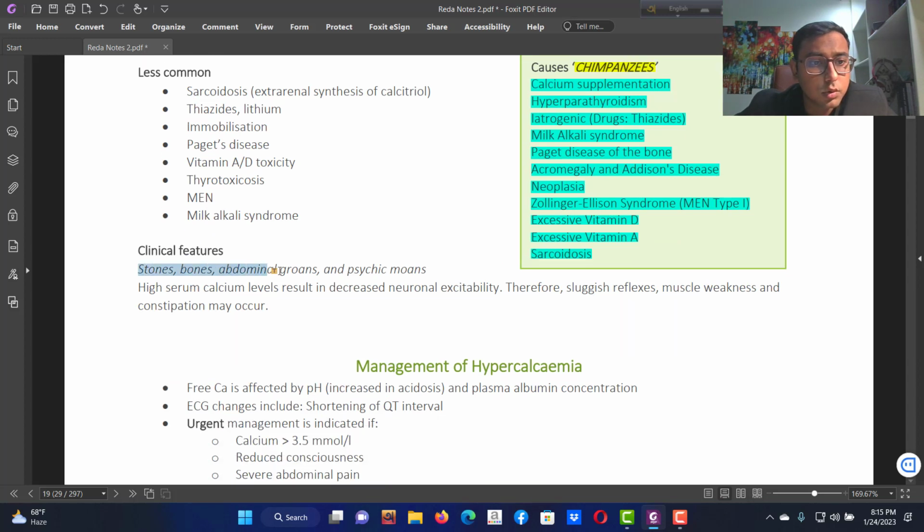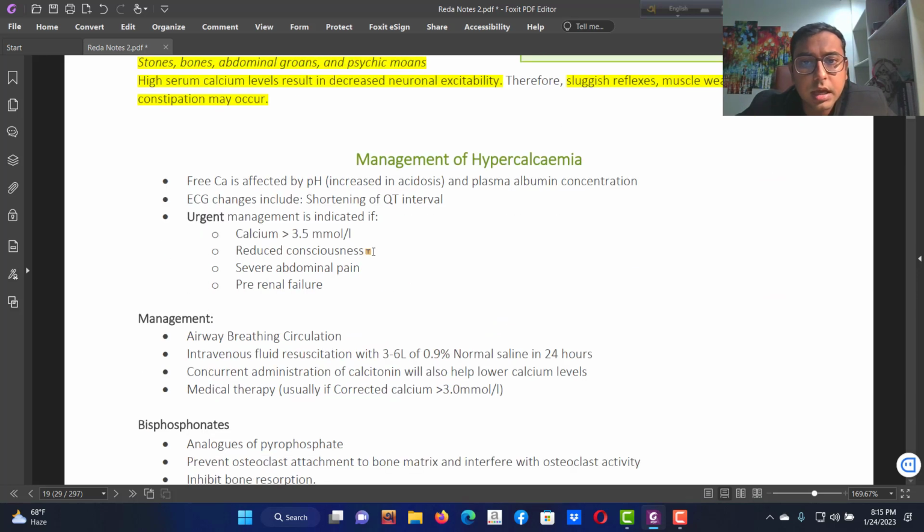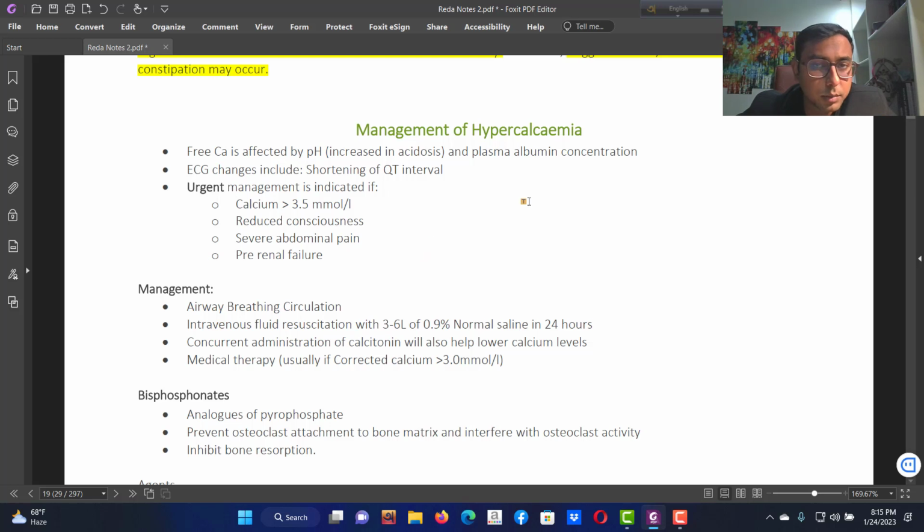Stones, bones, abdominal groans. High serum calcium level results in decreased neuronal excitability. There will be sluggish reflexes, muscle weakness, and constipation may occur. Now, the management of hypercalcemia. How may hypercalcemia be managed? It is very important for part A, that is QT shortening.